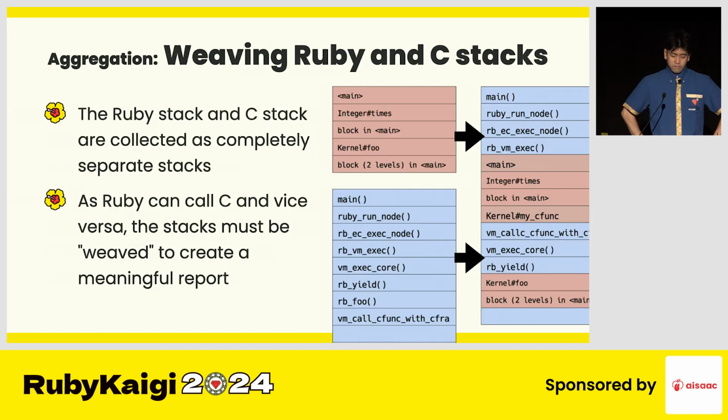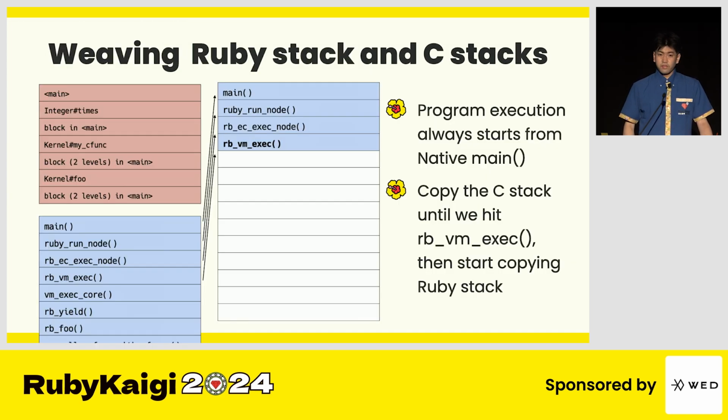So now we have collected the Ruby stack and the C stack. However, these are collected as completely separate stacks. So to make this very useful, we need to weave these together. So in reality, C comes first, then Ruby is executed, and then C comes again, and then now Ruby again. This is kind of hard, and I did this in a heuristic way.